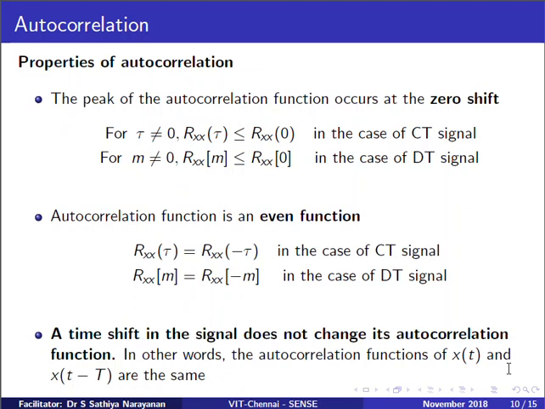Another important property of autocorrelation is that a time shift in the signal does not change its autocorrelation function. In other words, the autocorrelation functions of x of t and x of t minus capital T are the same. Let me give an example. x of t equal to cos 2 pi f naught t will have the same autocorrelation as that of cos 2 pi f naught t minus 2.